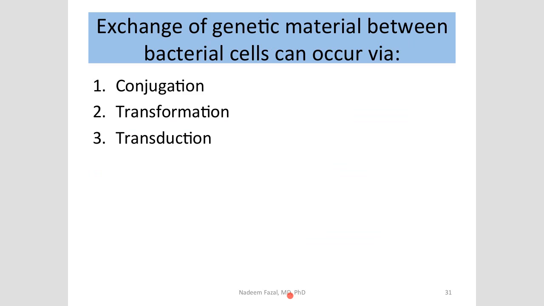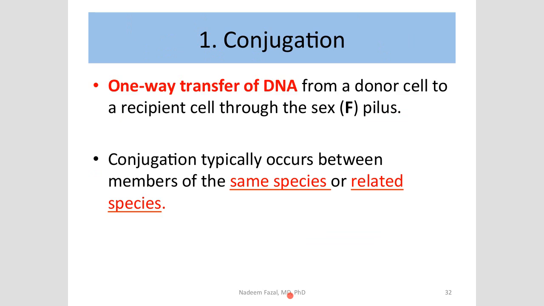Number one, conjugation. As I said, bacteria having sex. So that's conjugation. And there is transformation. Bacteria can transform, right? And the third will be transduction. Remember these words: conjugation, transformation, and transduction. These are the three mechanisms that we have in bacteria.